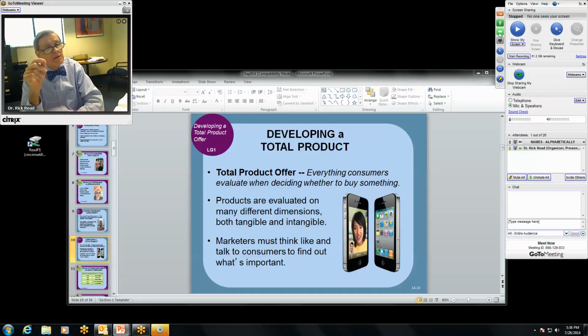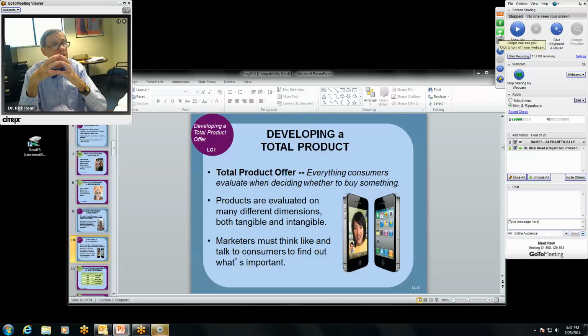The thing we're talking about here is developing what's known as a total product, and by extension, what is known as the total product offer. What this simply says is that in developing this product, and then marketing it and selling it, you're giving the consumer everything he or she wants in that product.